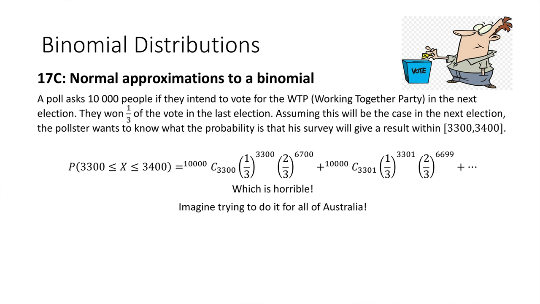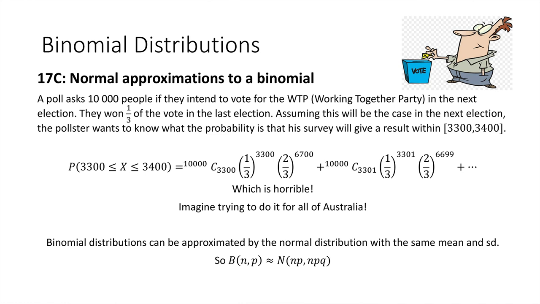And the way of doing it is to approximate it with the normal distribution instead, so turning this, which is actually a binomial distribution, into a normal distribution. B I've been writing as np, and N is written as the mean and the variance. So I've applied the formulae using my np, and I've got the mean and the variance there instead. But I've got to have a big n to be able to do that.